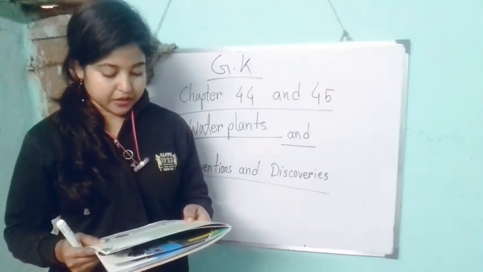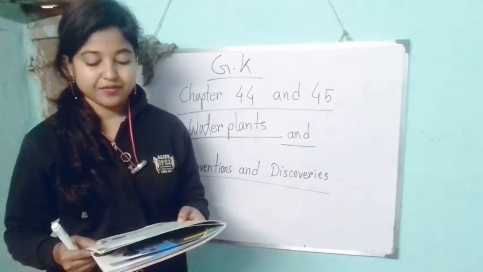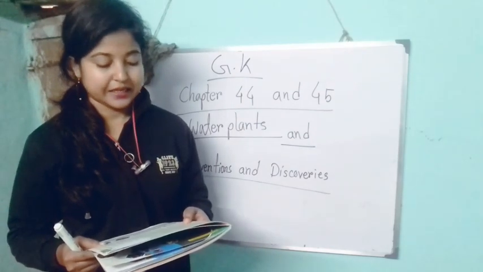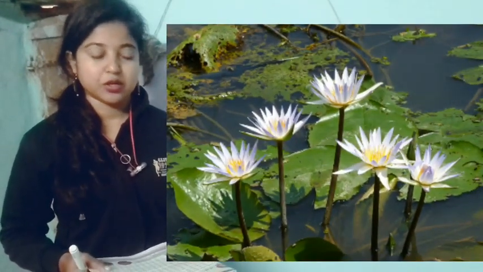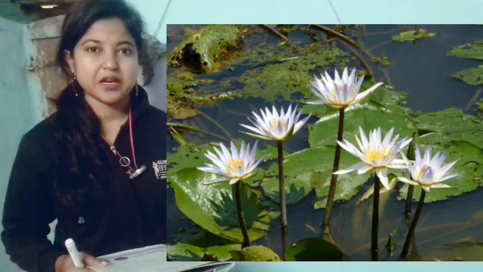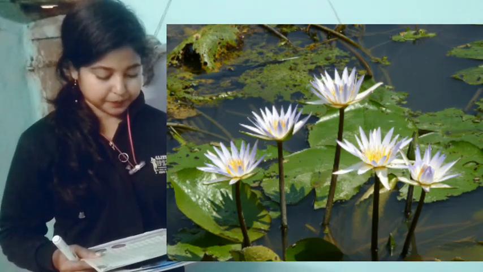Number 5. This water plant has many varieties. The white flower of a tropical variety is the national flower of Bangladesh. Our national flower is lotus, and this flower also looks similar to lotus. This is water lily.